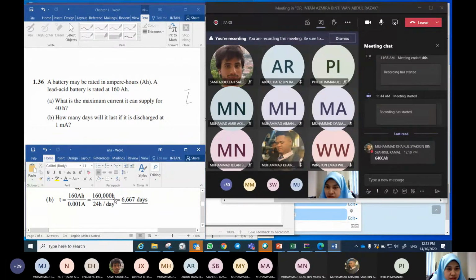And then we will get 160,000 hour. 160,000 hour is equal to how many days? Just divide by 24, because 24 hours in a day. And we will get 6,667 days. Can you understand? Understood, ma'am.